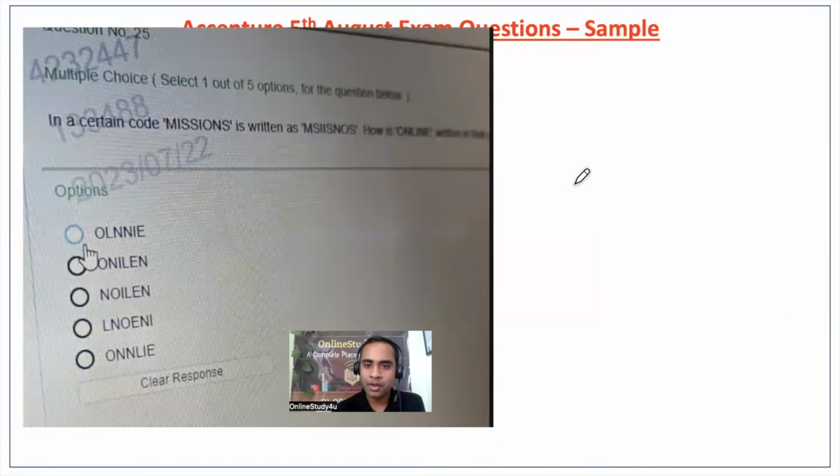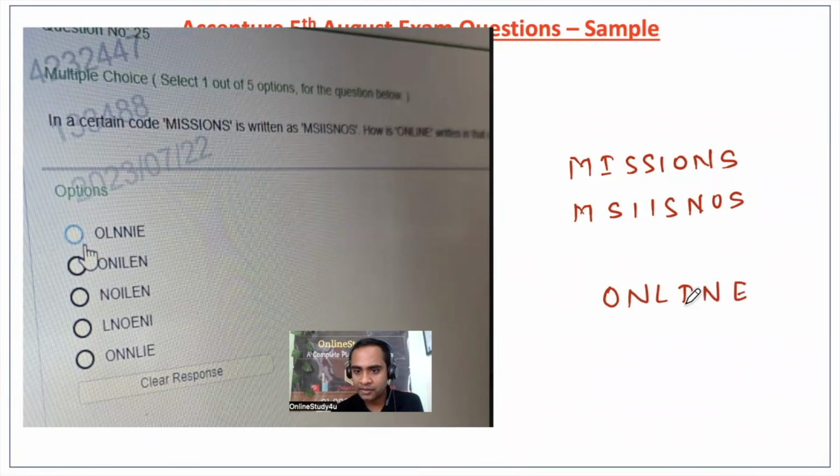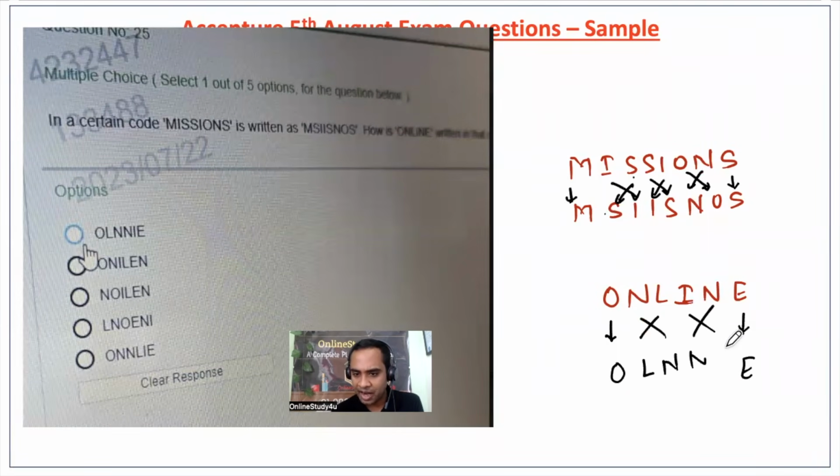Now, in a certain code, missions is coded as MSIISNOS. Then how is online written? Now we will try to understand this, friends. M and X they have fixed it, so O and E will be fixed. Then what they did is they started interchanging the position with the next letter. S came here, I came here, I came here, S came here, N came here, O came here. So L will come here, N will come here, then N will come here, I will come here. OLNNIE. So option A will become the correct answer for this particular problem, right?